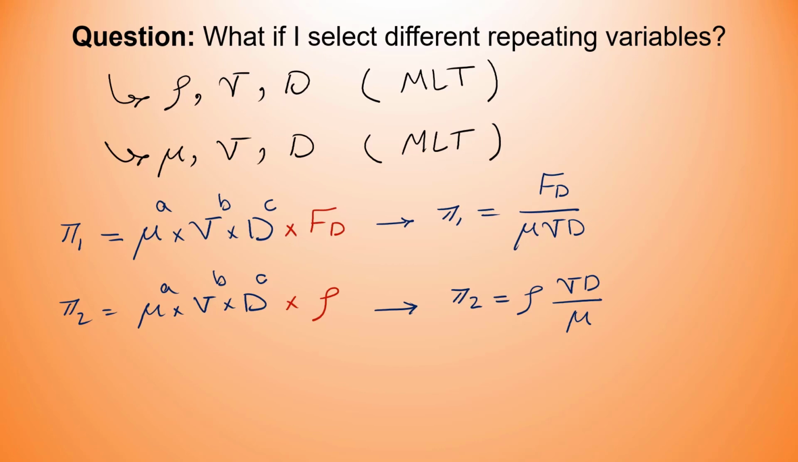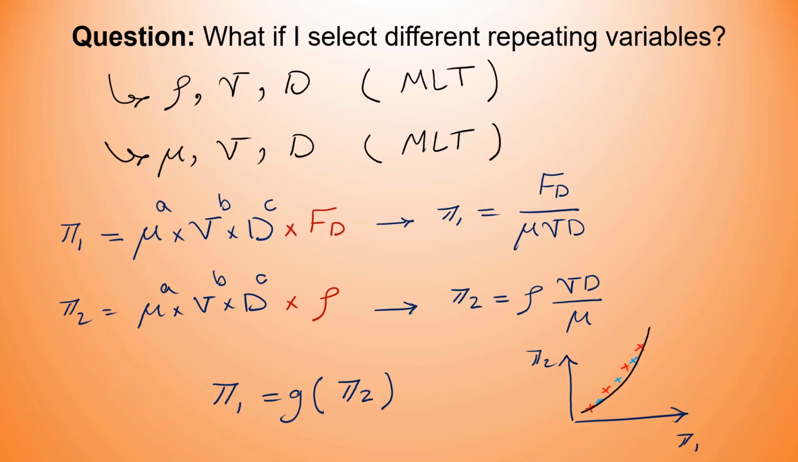All right, so obviously this time we are getting pi 1 equals g of pi 2, meaning that pi 1 is a function of pi 2. So again, if you get a graph like this, and this is pi 1 and this is pi 2, you are going to get a different line from what you got last time, but both lines are correct. All the points are going to fall exactly on this line.